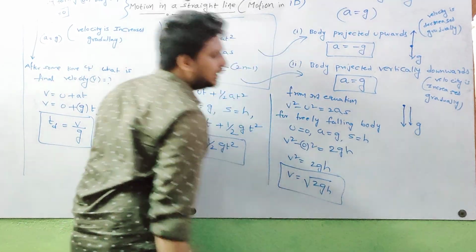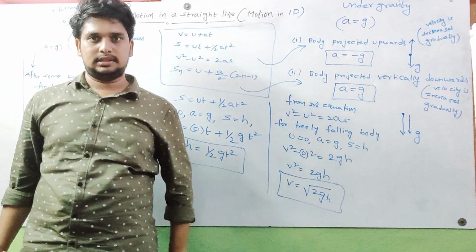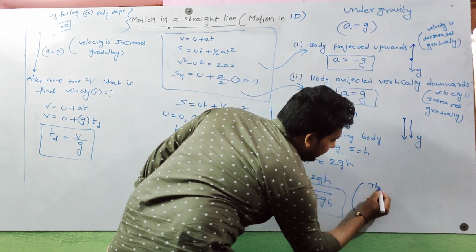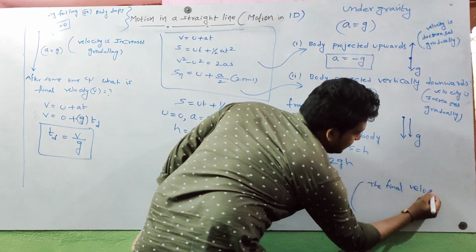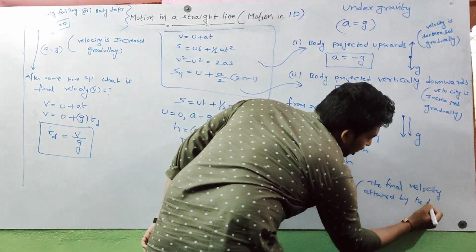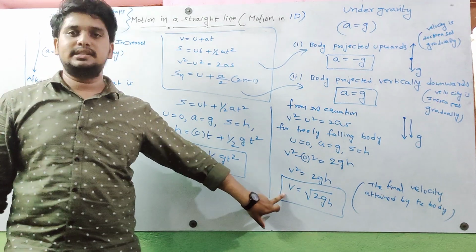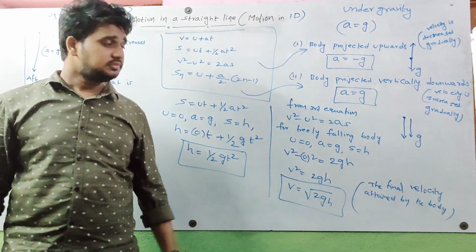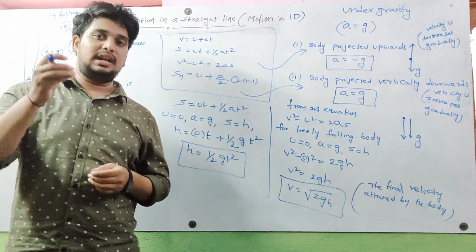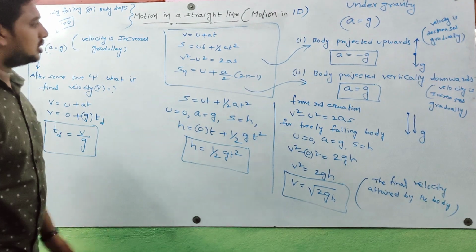This is very important. This formula is very important. Whenever a body is projected vertically downwards, the final velocity attained by the body, or the final velocity at the ground, is given by the formula V is equal to root 2GH. This is from the third equation.